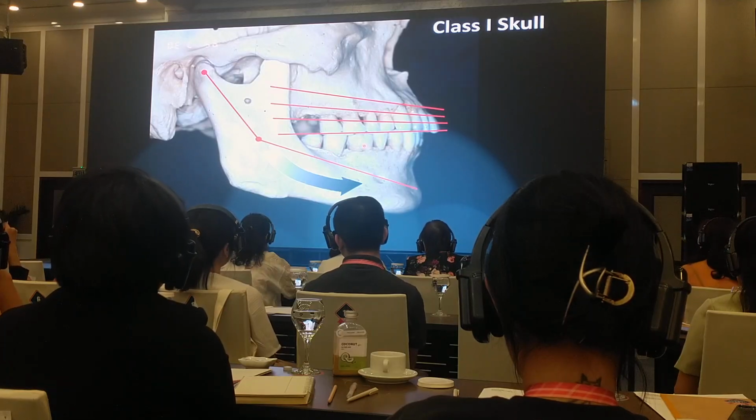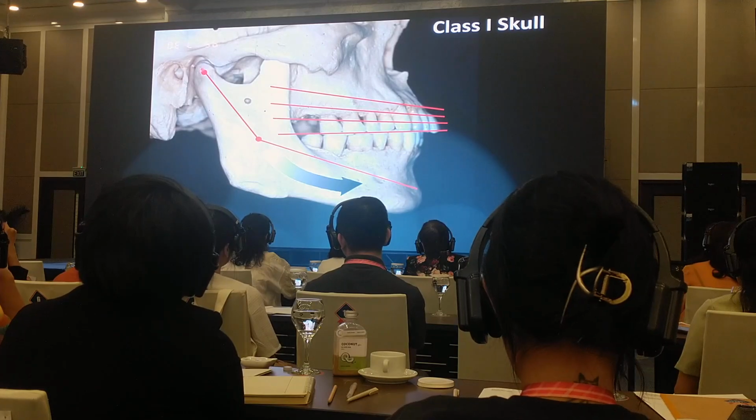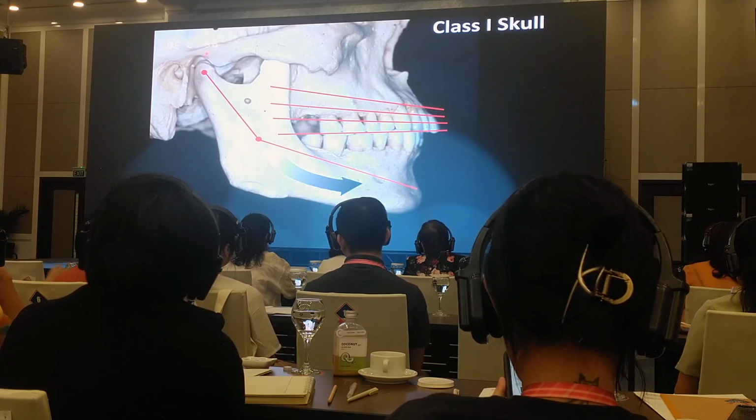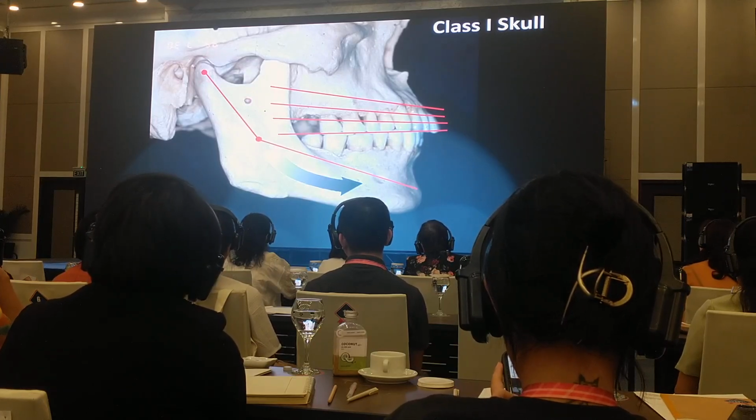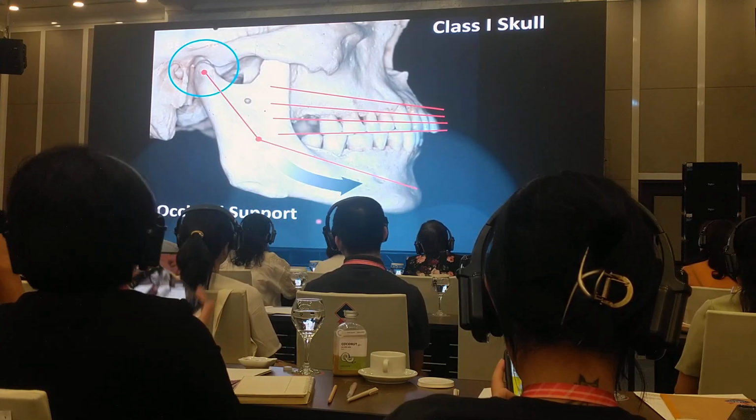In this kind of situation, if he bites strongly, you can see here, we have a space between the condyle and cranium. This is an unloading situation, or occlusion support. This is occlusion support.